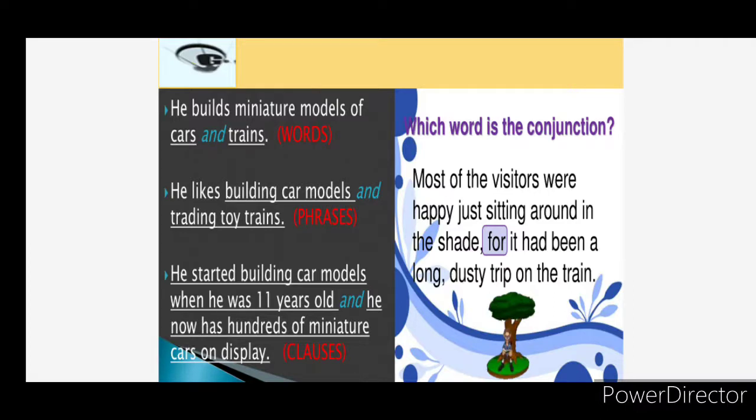He builds miniature models of cars and trains. Here we can see that words are connected. Car is connected with train with the use of the word and. Then, he likes building car models and trading toy trains. Here we can see phrases are connected. He started building car models when he was 11 years old, and he now has hundreds of miniature cars on display. Here we can see clauses have been joined together with the use of and.